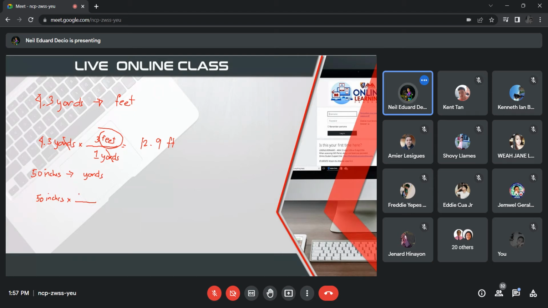So 1 foot is equal to how many inches? Or baliktad. Dapat 1 inch sa baba, no? Anyone who knows how to work on this?